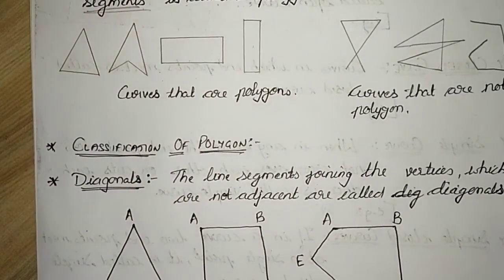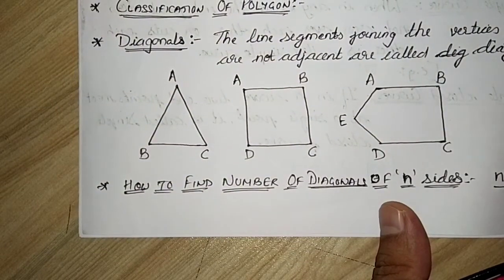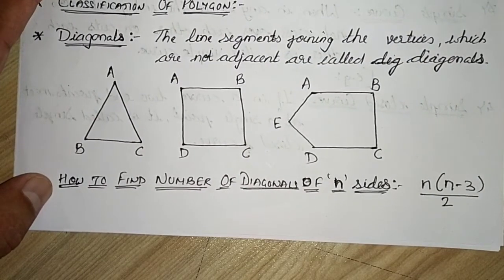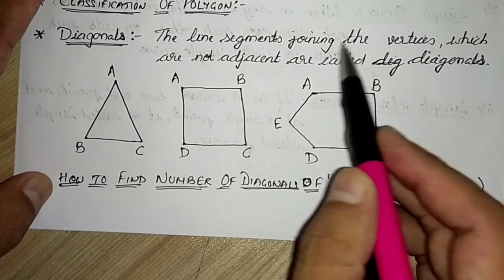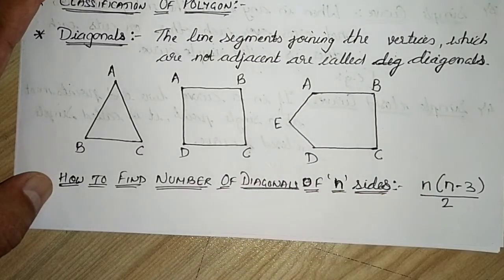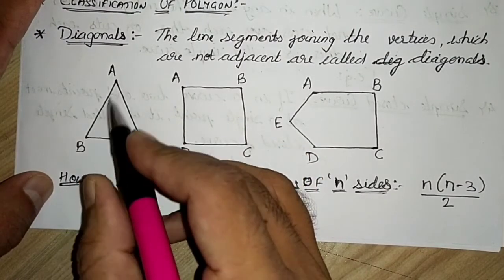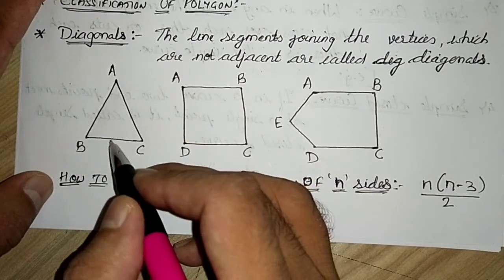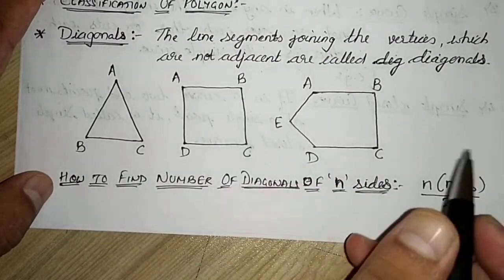Now coming to the topic diagonals. You have studied polygons. Now the time of diagonals. But first let me go through the definition of diagonal. The line segments joining the vertices which are not adjacent are called diagonals. You know, students, very well what vertices are. Two line segments meeting at one point is called a vertex. And if there is more than one vertex, it is known as vertices. A, B and C are the vertices. A, B, C, D are the vertices.